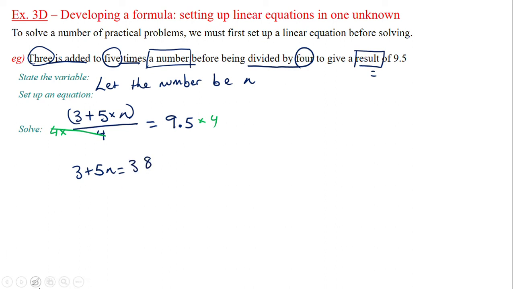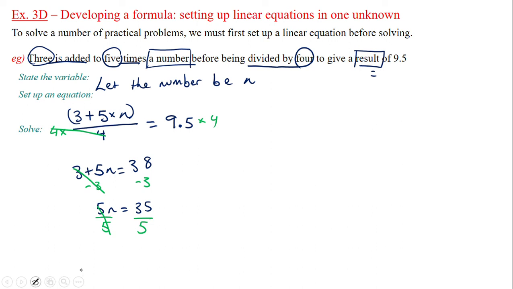We're then going to subtract 3 from both sides. So now those are gone. And we put the subtract 3 on the other side. Gives us 5n, and that equals 35. And finally, we're going to divide both sides by 5 to get n on its own.